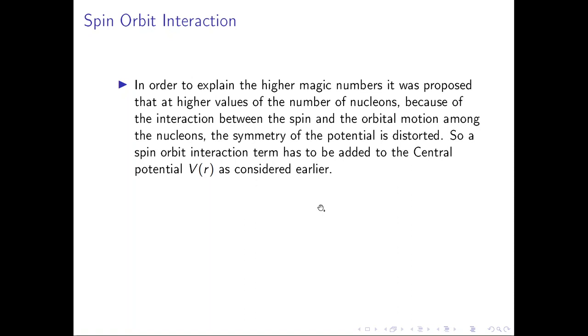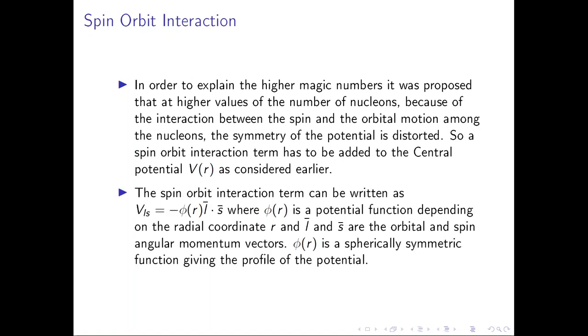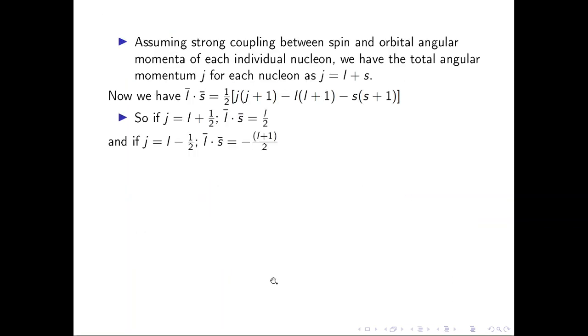So we need to add a correction term to the potential. The spin orbit interaction term can be written as V_LS = φ(r) L·S, where φ(r) is a potential function depending on the radial coordinate r, and L and S are the orbital and spin angular momentum vectors. So φ(r) is a spherically symmetric function giving the profile of the potential. Basically, what it means is the spin and the orbit interaction gives rise to a correction term to the spherically symmetric potential.